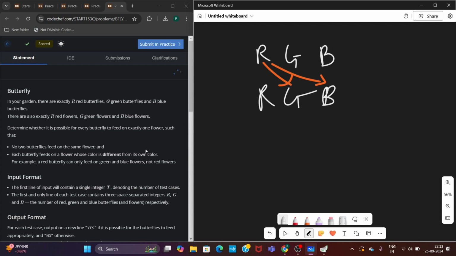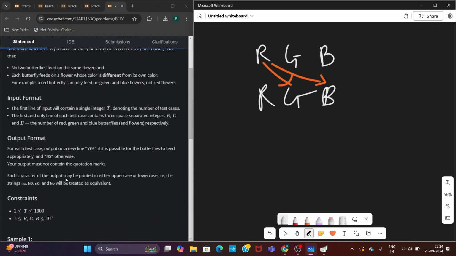The second point is basically the same, that each butterfly will feed on a flower whose color is different from its own color. Means red will feed on green and blue, green will feed on red and blue, and blue will feed on red and green. Different colors. But each butterfly can only feed on one flower only. So keep this in mind.